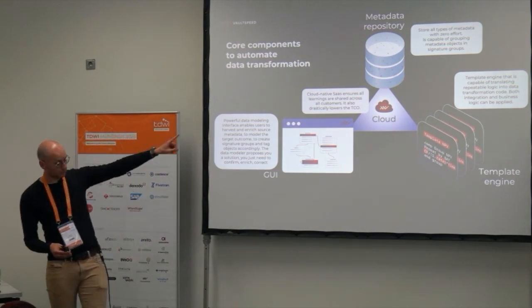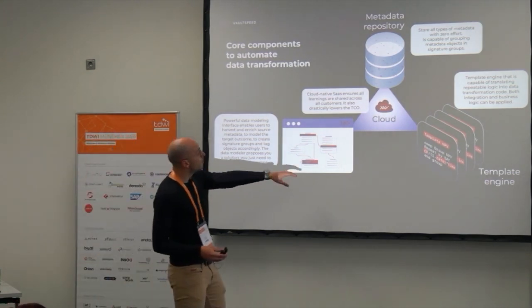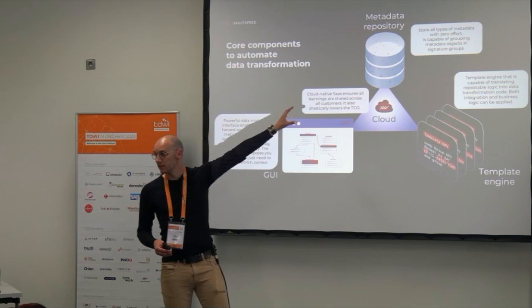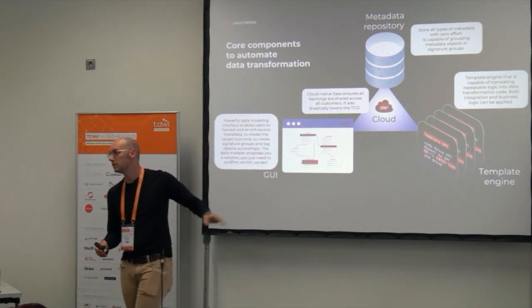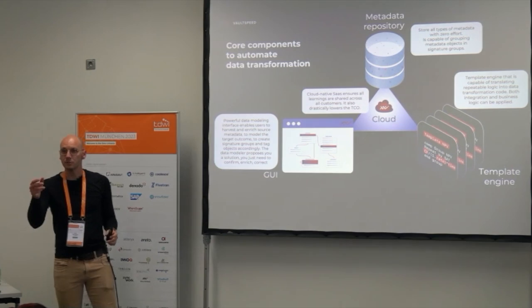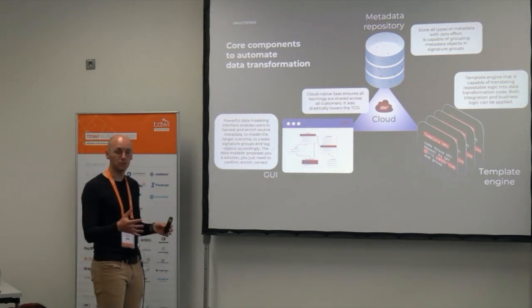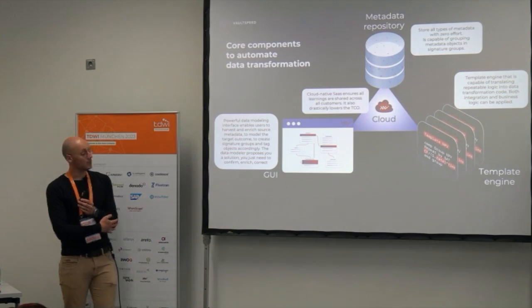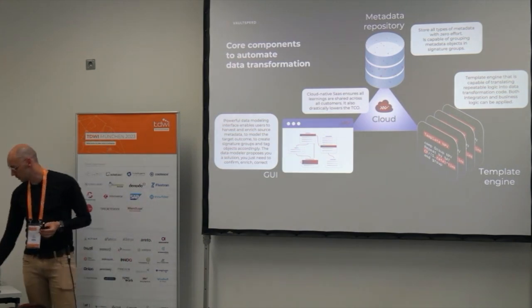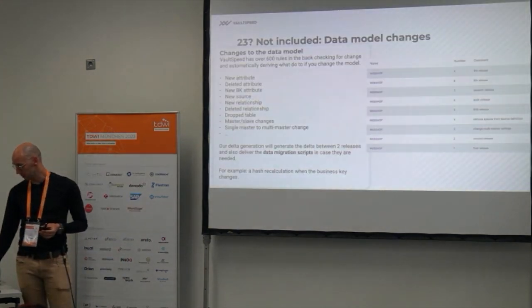And to bind these two together, to actually feed these vast volumes of metadata into the templates, we have a modeler GUI that helps you tag the attributes and the objects according to what you want to model in your Data Vault. And that's a bit how it works. So those are the 3 main components of VaultSpeed.